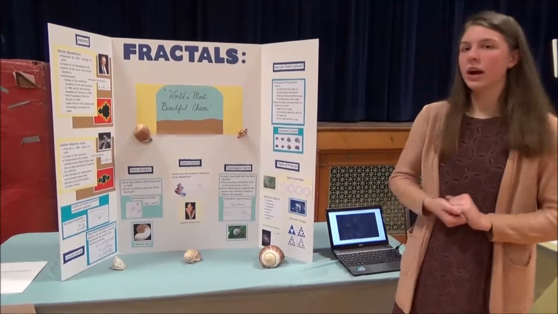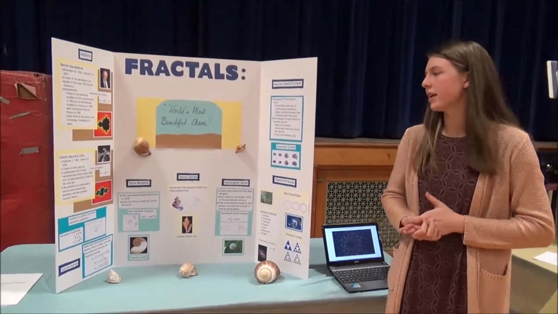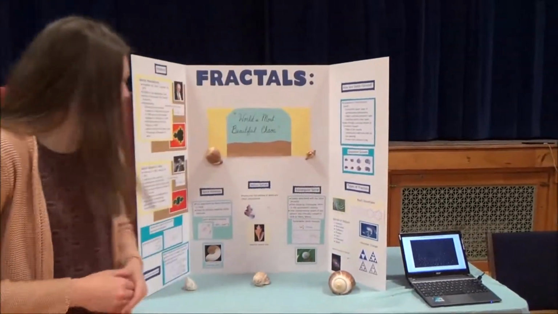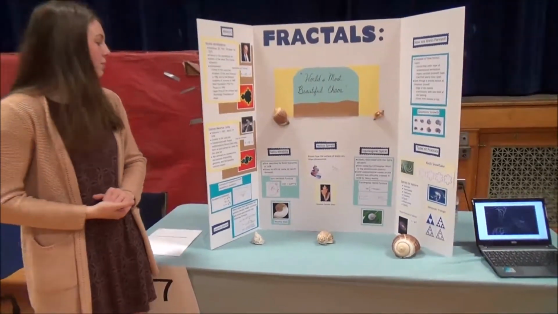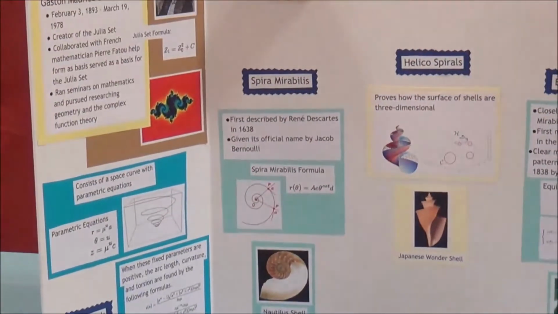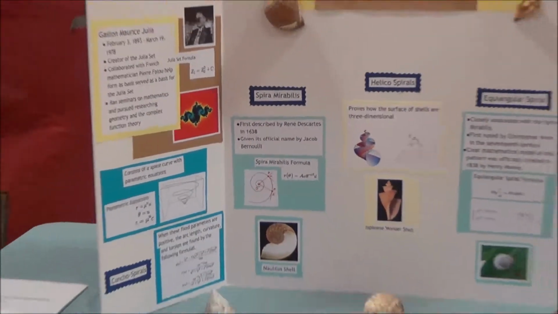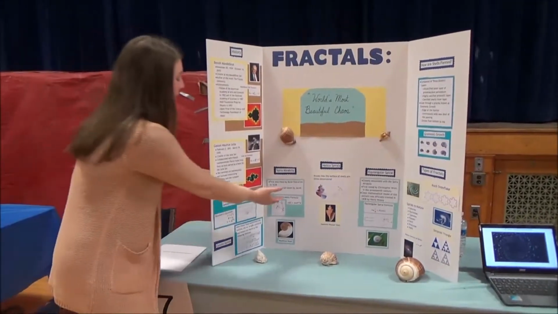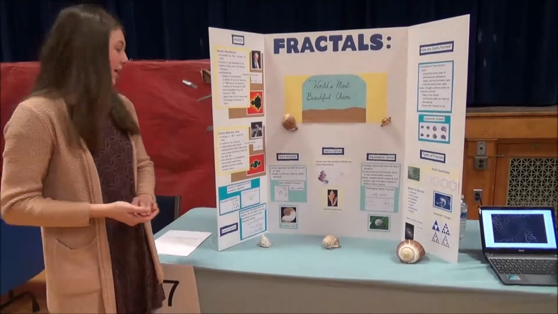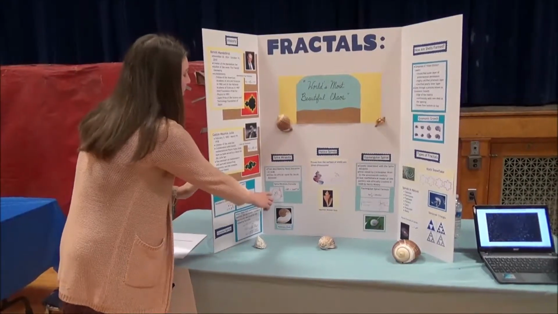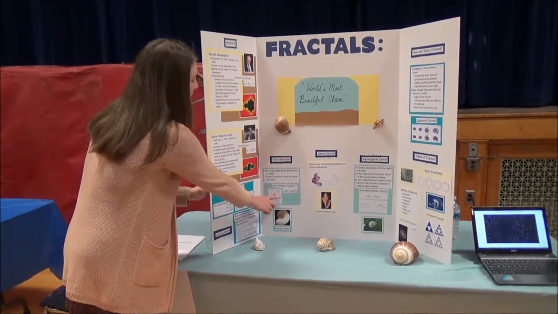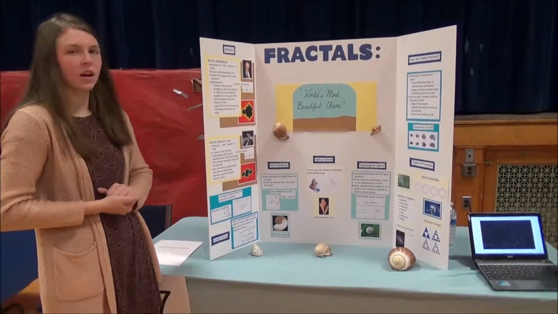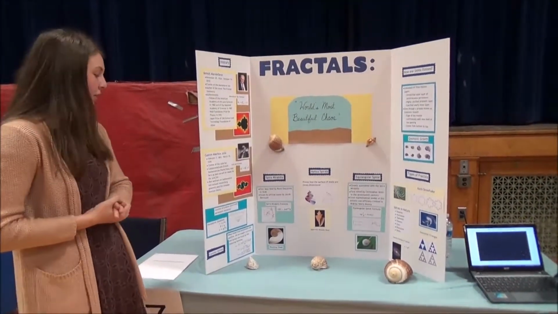So now that we know how shells are formed and what they are composed of, we can consider the different types of shells. One being the spira mirabilis. Spira mirabilis was first described by René Descartes in 1638, but it was given its official name by Jacob Bernoulli years later. The spira mirabilis formula can be shown here, and when broken down into a mathematical diagram, it is represented here, representing mnemonic growth and growing at a constant factor. And when using this formula, the tangents and angle at which the spiral opens can be found.